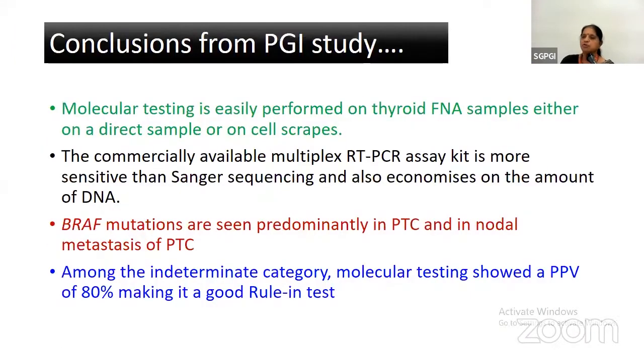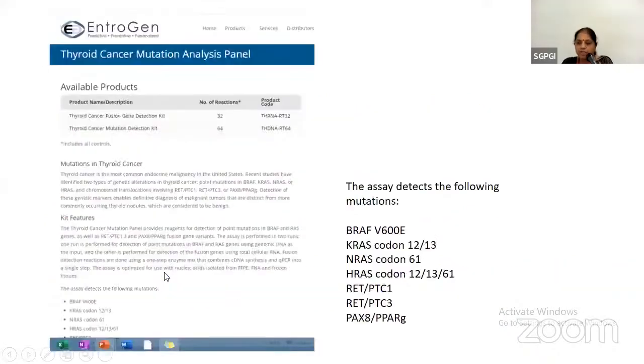So we have to, of course, go beyond that. But what we really showed was you can use these cell scrapes to do this test, and this is a very easily performed test. Even in nodal metastasis of PTC, and in PTC, of course, BRAF mutations came up. And in the indeterminate category, the PPV of 80% made this a good ruling test.